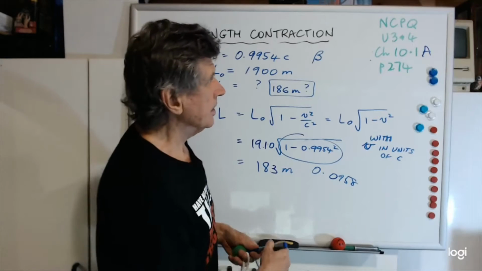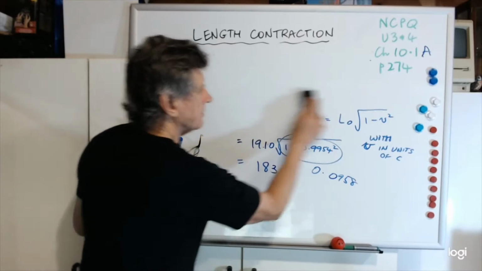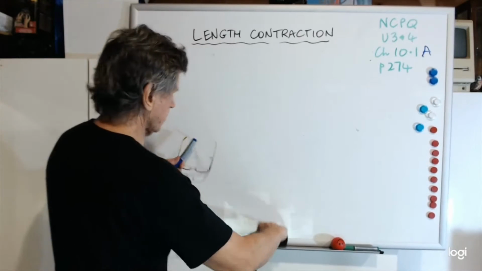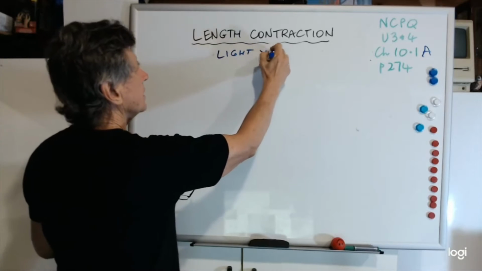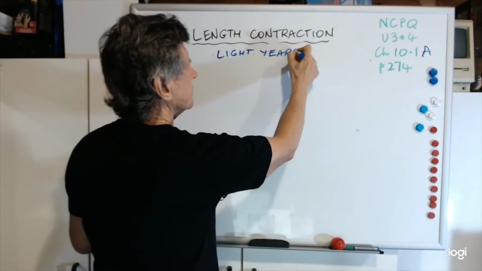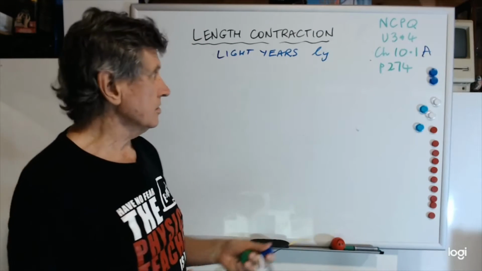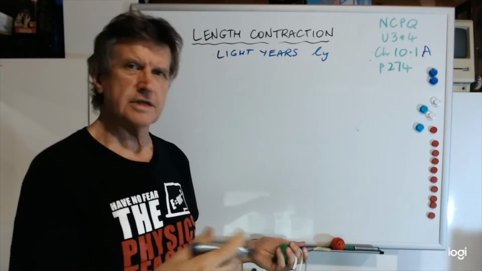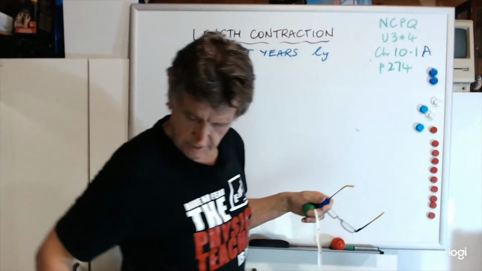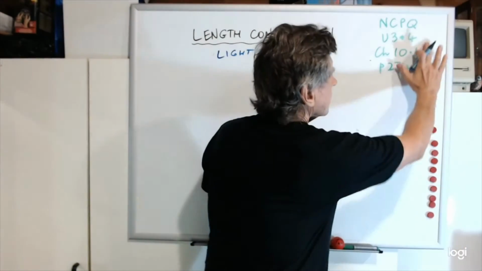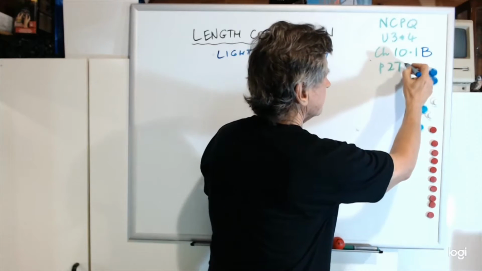Now, I'll just get rid of some of this. We don't need this now. And talk about light years. Now, we use the symbol Ly. Now, it's not an SI unit, unlike seconds and meters and things like that. This will be 10.1b, so I'll just get the numbering right, and I think this is about 276 or something like that.